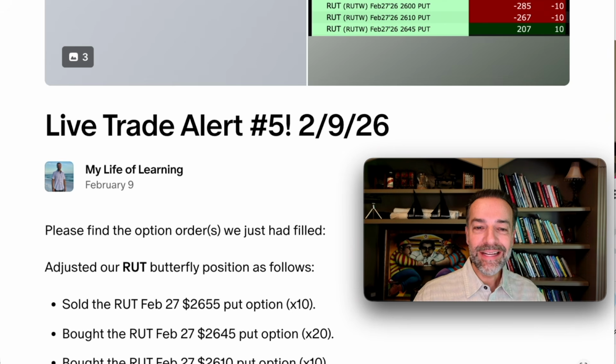Now I will say, each day I peek at these positions. If everything's going fine, I leave them alone. I don't do anything. But fast forward about 2 weeks, and I wanted to make an adjustment. Here's what it was and why.